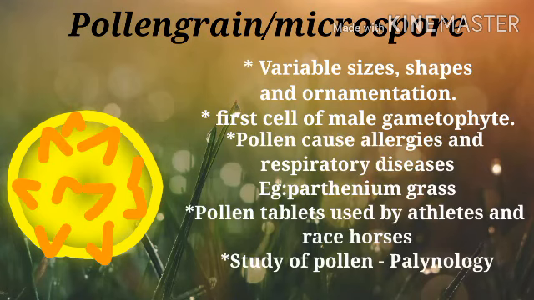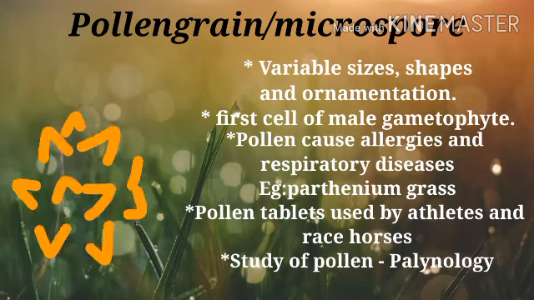Pollen grain or microspore, they are variable in sizes, shapes and ornamentation. That is, the texture will be different for each pollen. The pollen is actually the first cell of the male gametophyte. Pollen causes allergies and also many respiratory diseases. An example is Parthenium grass, which causes pollen allergy. Then pollen tablets are available, which are used by athletes and also given to race horses because that protein enhances the power. The study of pollen is called palynology.